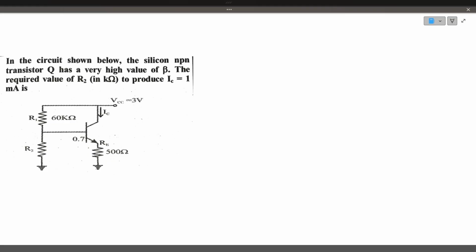In the circuit shown below, the silicon NPN transistor Q has a very high value of beta. The required value of R2 to produce IC equal to 1 milliamp is? If you observe, the current gain is very high. He's telling beta is infinite. So for this case, the collector current and emitter current will be equal. So here, the collector current IC is equal to 1 milliamp, which is the same as the emitter current.